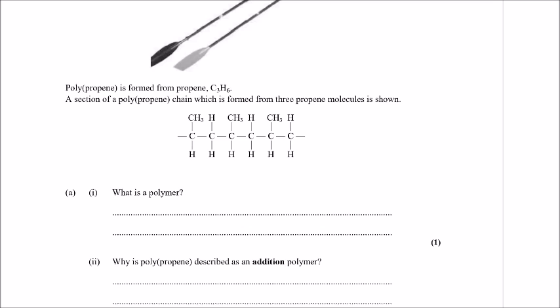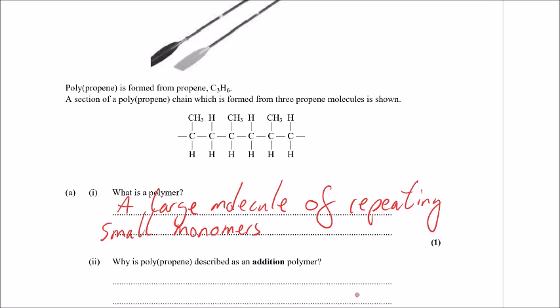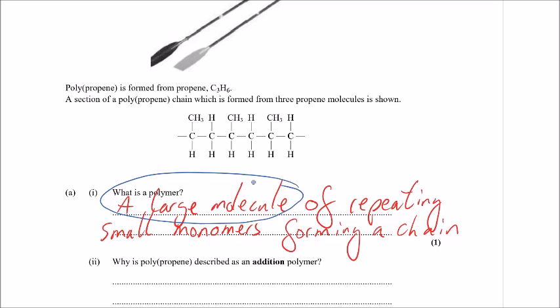What is a polymer? So a polymer is a large molecule of repeating small monomers forming a chain. And the mark scheme here is looking for the idea of a chain or large molecules, so that's your mark 1, and repeating small monomers would be mark 2, or small molecules.